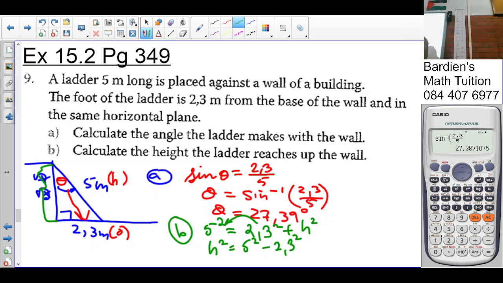You could have even gone into this step straight away. There's no problem with that. So on the calculator, you put 5 squared minus 2.3 squared. Or I could have used tan or cos to calculate that unknown side, because we have the angle now. That gives you 19.71. The square root of the answer gives you 4.44. So therefore the height is going to be 4.44.